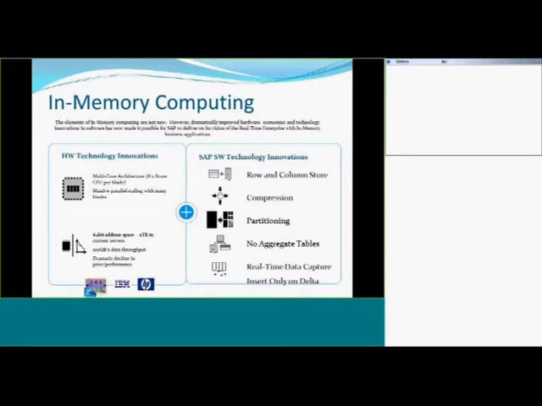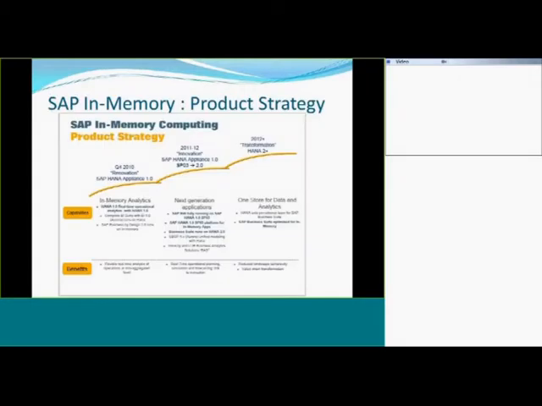SAP's in-memory product strategy, where SAP had been heading: in Q4 2010, SAP introduced the SAP HANA Appliance version 1. That was the first in-memory offering SAP was giving to clients in terms of their in-memory products. So that was HANA 1, real-time operational analytics with HANA.